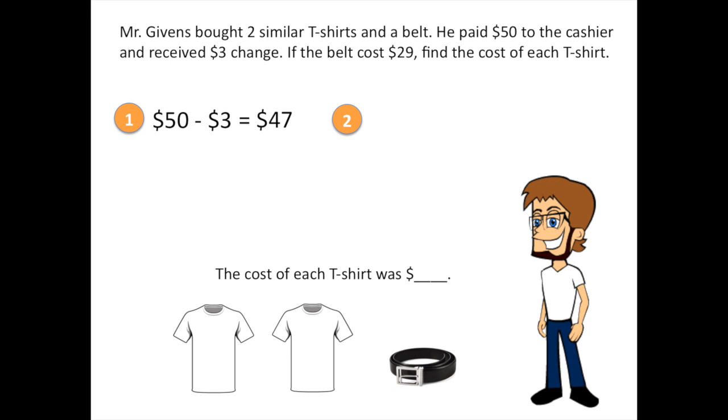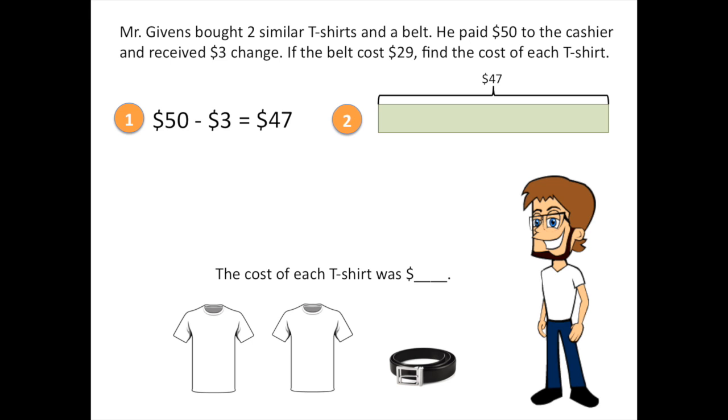So I'm going to begin by drawing one complete bar, so one full bar, and I'm going to want to label my total. The total amount that Mr. Givens spent is $47. So I'm going to label the whole bar $47. Now I'm also told that the belt cost $29.